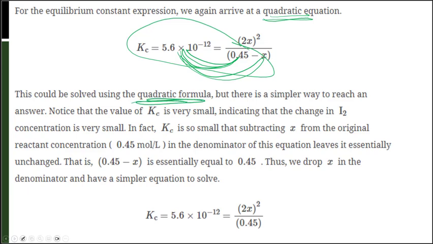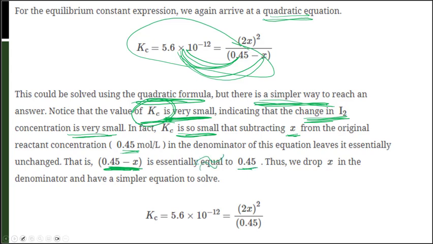Can I solve it using the quadratic formula? Absolutely, but there is a simpler way to reach an answer. We see how very, very small Kc is, indicating that the change to the I2 concentration is going to be very small. In fact, it's so small that subtracting x from the original concentration, 0.45, leaves it essentially unchanged. So 0.45 minus x is pretty much going to be equal to 0.45. So we can drop the x in the denominator and have a simpler equation to solve.